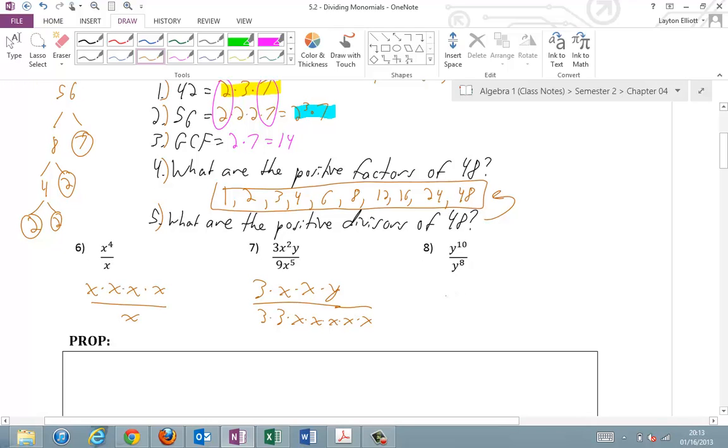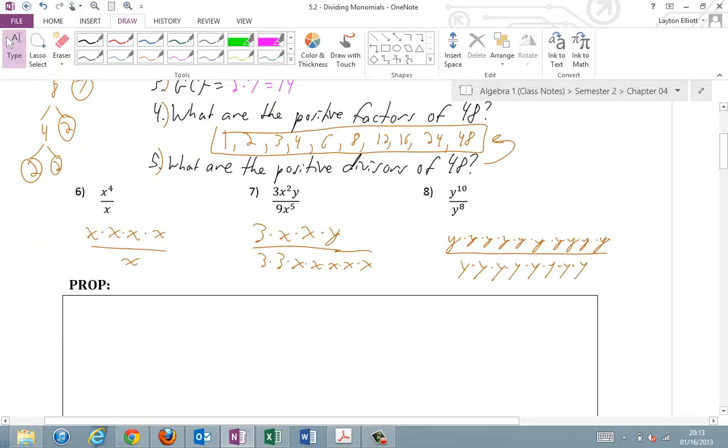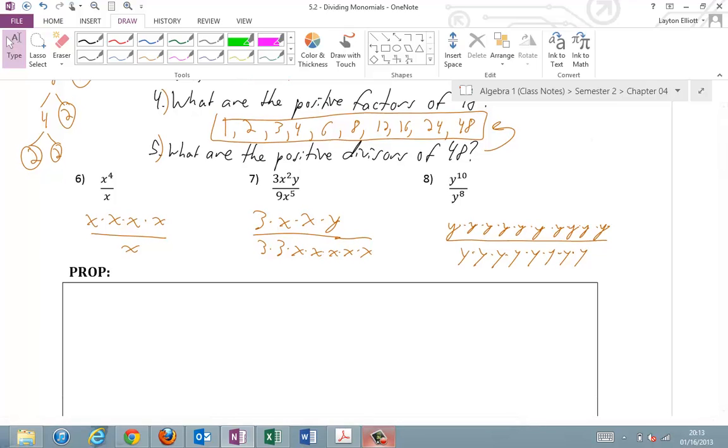Which means that with number 8, you are going to take the painstaking task of writing Y 10 times. It's okay, I'm already at 5, 6, 7, 8, 9, 10, with little dots in between, over 8 more times. Let's make this a not cursive Y. 10 Ys over 8 Ys. We are not going to cancel yet. We're going to do this proposition.